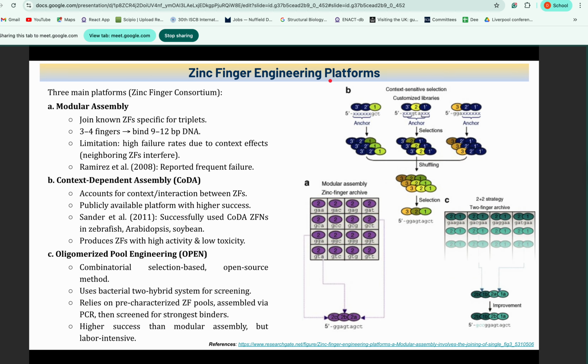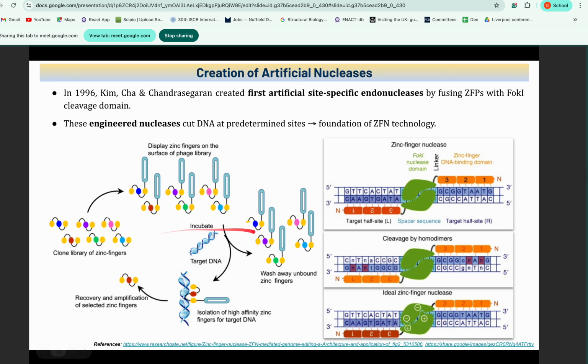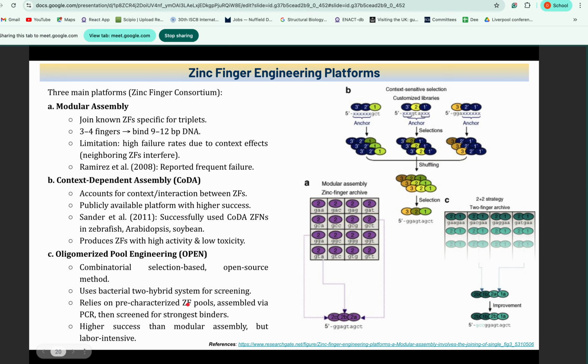Okay, now this is the engineering platform. So modular assembly we have already seen, in which we have seen how we can join different zinc fingers to each other with the help of linkers. Similarly, there is another assembly which is the context dependent assembly. Context dependent means that you already know the context, what the purpose is, why you are designing it. So based on that, we assemble these zinc finger nucleases, as we have seen in this case, that we know which are the sites against which we want to design. This is like context specific. So we know the interactions where we want these zinc fingers to interact. So this is how the context sensitive selection is done.